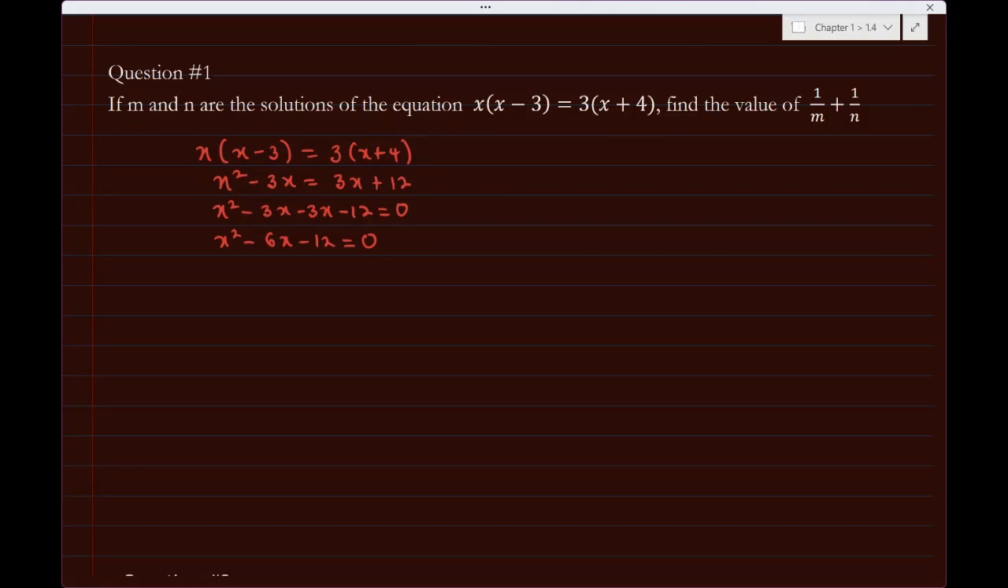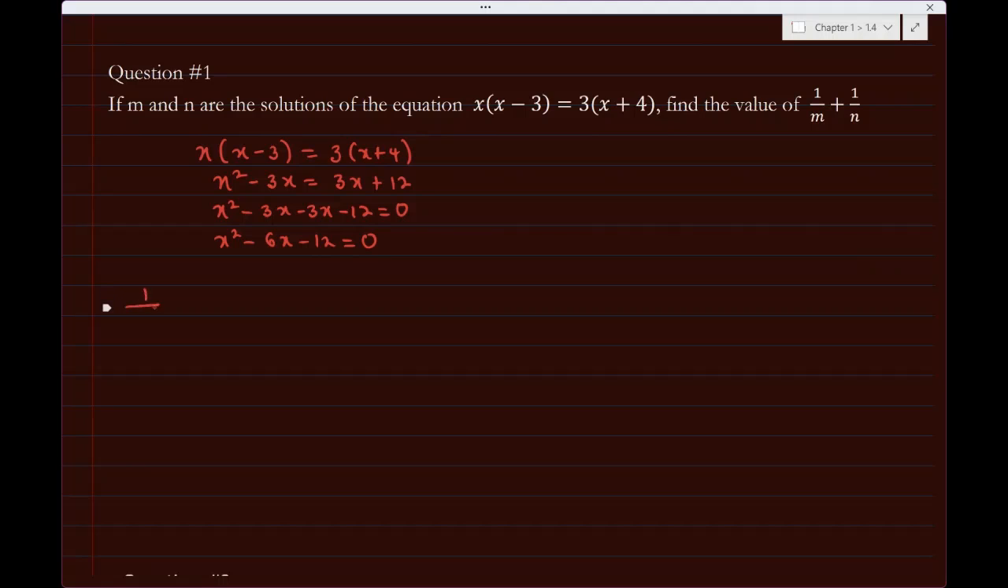Now clearly this is a quadratic equation, and we can try to find the roots of this quadratic equation, and those will be the m and the n. But if you look at this equation, you realize that there are no two factors that multiply to give minus 12 and add to give minus 6. But there's a smarter way to do this problem. Let's work with this one.